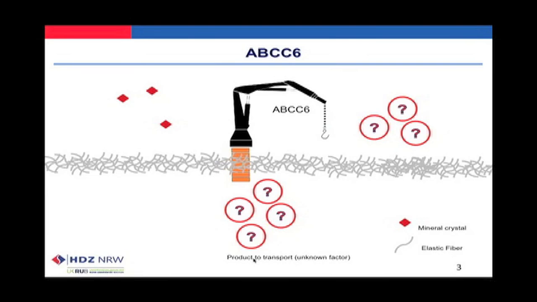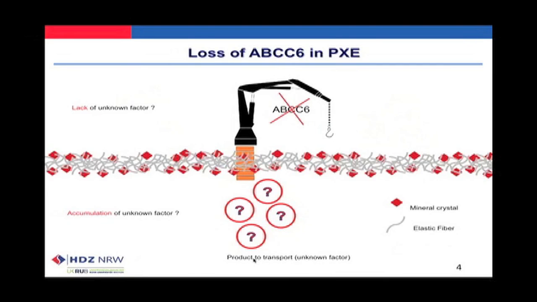I've drawn ABCC6 as a crane or a pump, which is located on or between a barrier, and we think that ABCC6 is transporting these question marks across this barrier to the outside, for instance, of a cell.